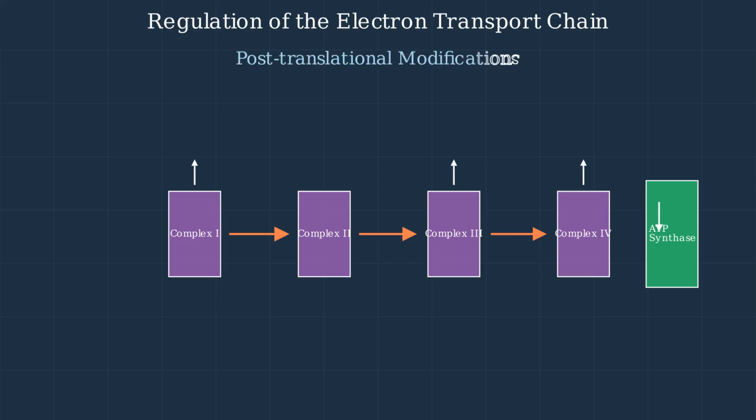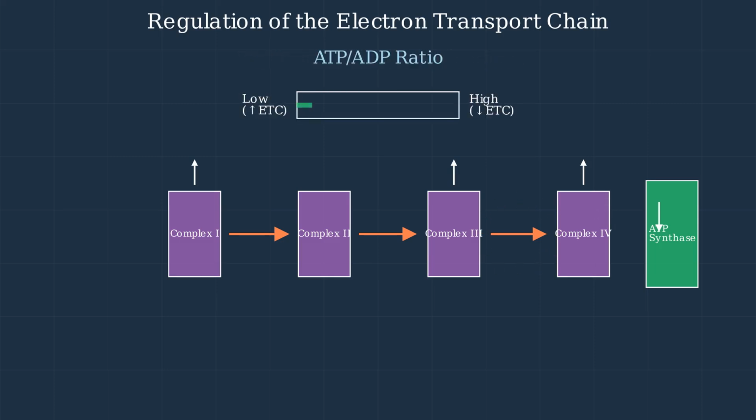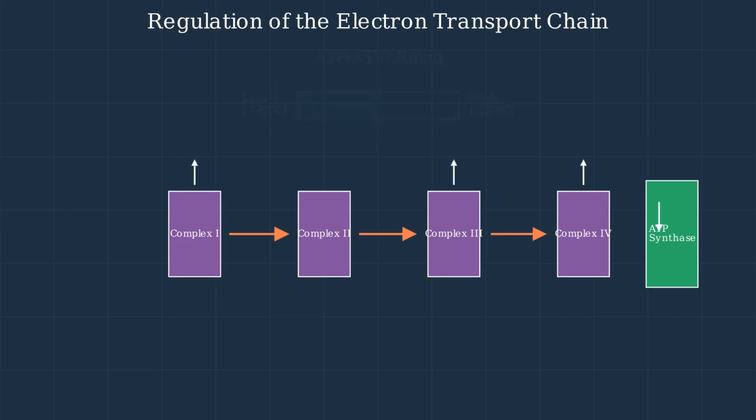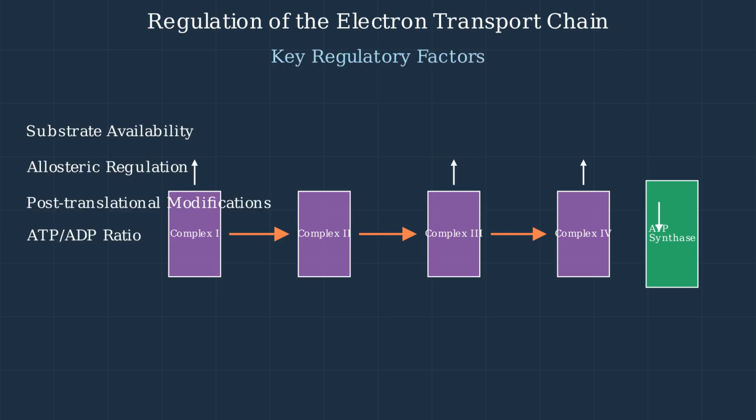Post-translational modifications like phosphorylation and acetylation can activate or inhibit the complexes. Perhaps the most important regulator is the ATP to ADP ratio, which provides feedback control of electron transport. When ATP levels are low relative to ADP, electron transport increases to produce more ATP. As ATP accumulates, the ETC slows down. These regulatory mechanisms work together to ensure that cellular respiration matches energy demand, conserving resources and maintaining metabolic homeostasis.